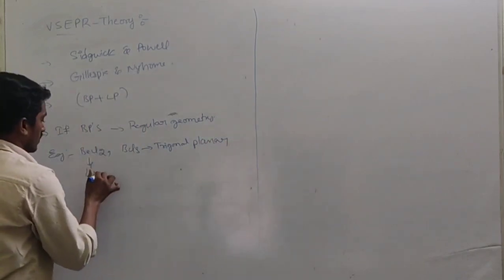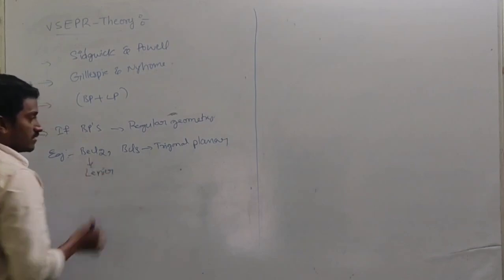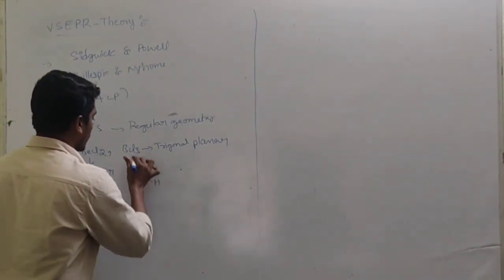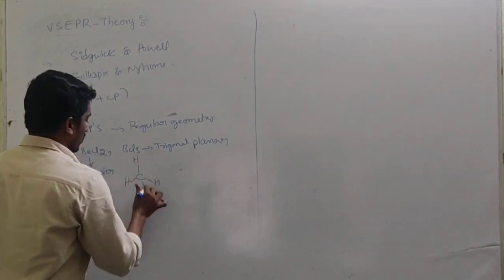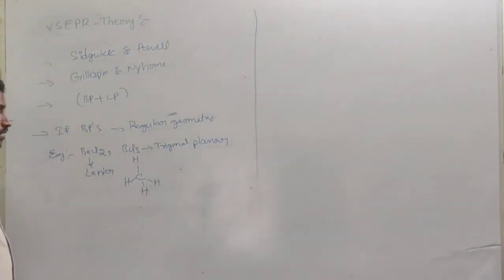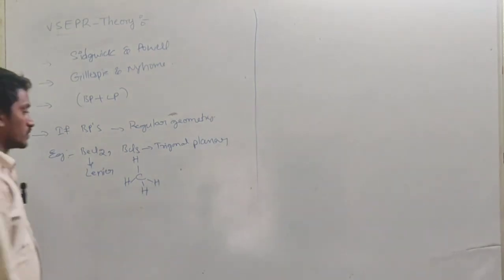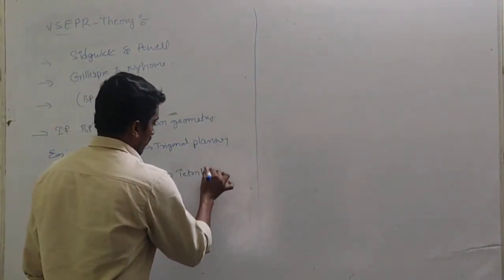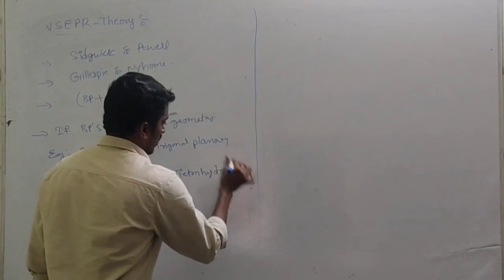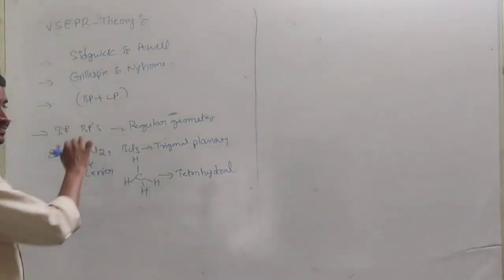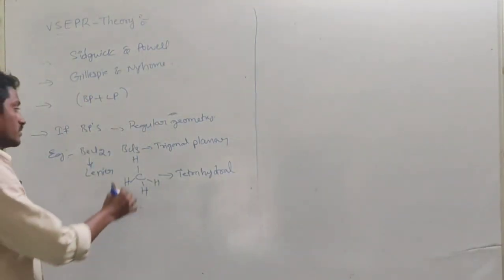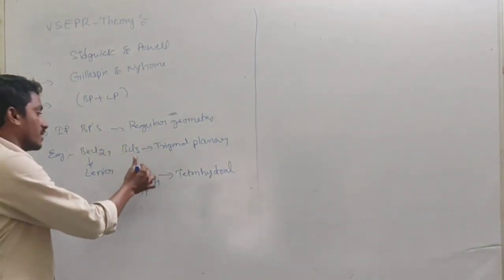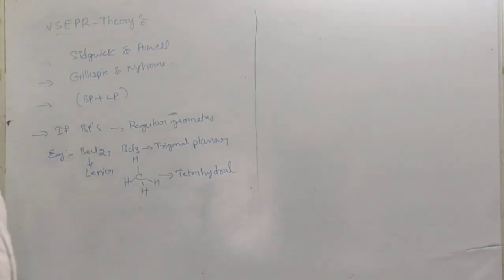This is linear, this is also regular geometry. For example methane, in that methane around the carbon all are bond pair electrons, so this is also regular geometry. Tetrahedral. So if only bond pair electrons are present in the valence shell of the central atom, they are called regular geometry.